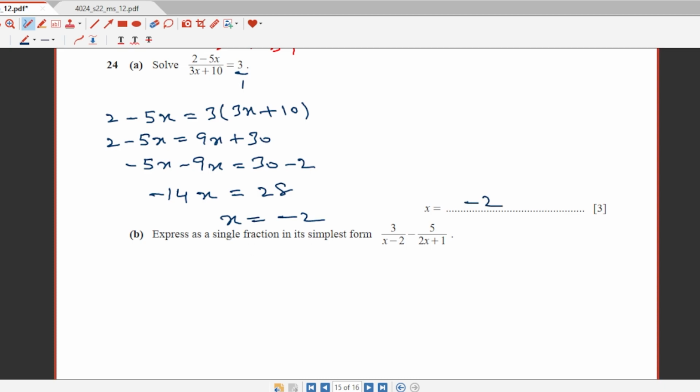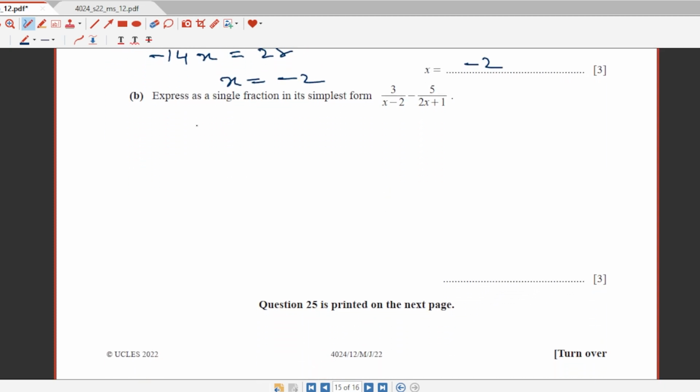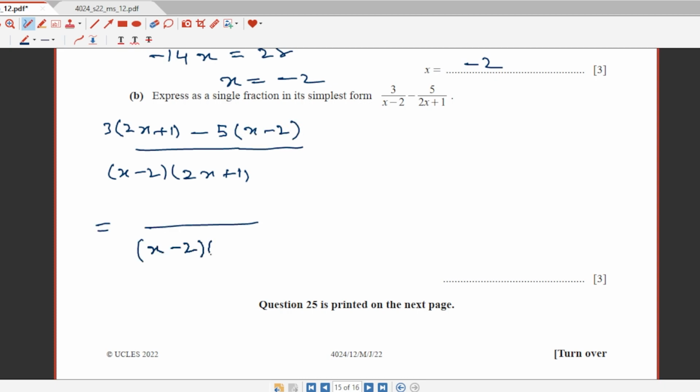Expressed as a single fraction in its simplest form, this is a subtraction of fractions. First of all, we need to write the LCM, that is (x minus 2) into (2x plus 1). In the first fraction, 3 must be multiplied with 2x plus 1, and 5 must be multiplied with x minus 2. Over (x minus 2) into (2x plus 1): 3 into 2x plus 1 is 6x plus 3, minus 5x plus 10.